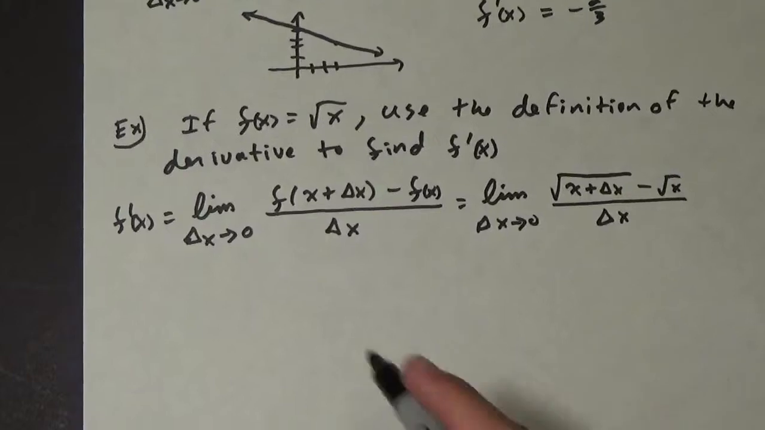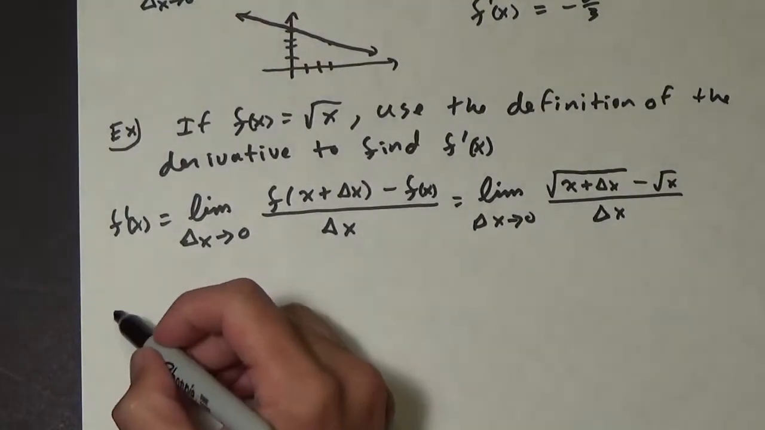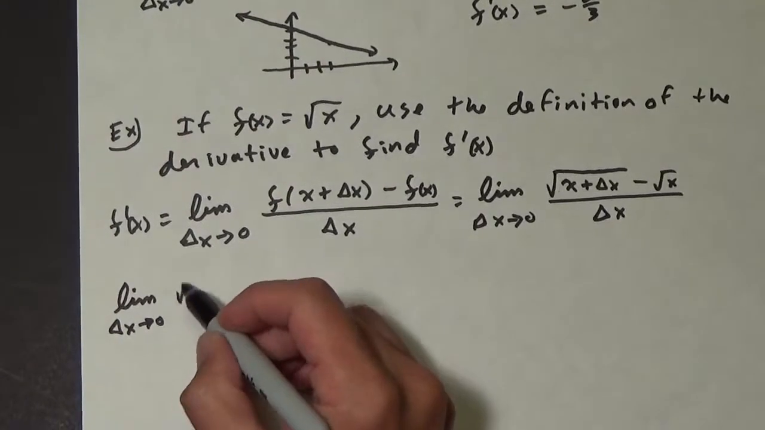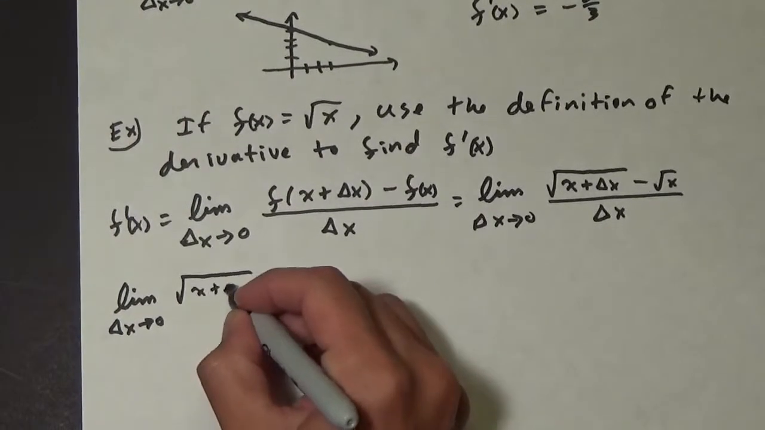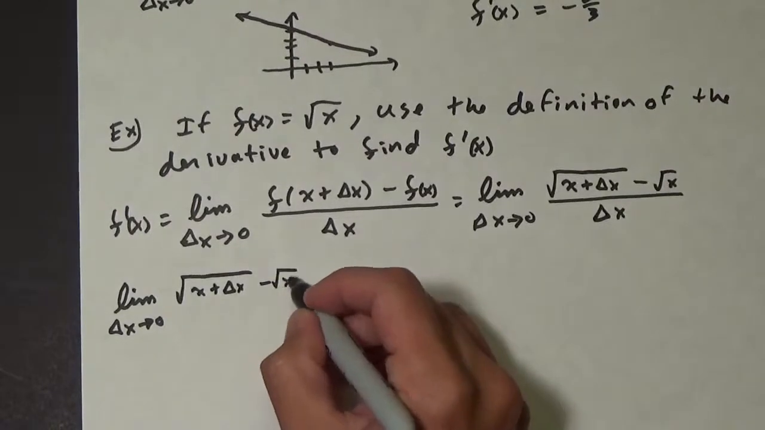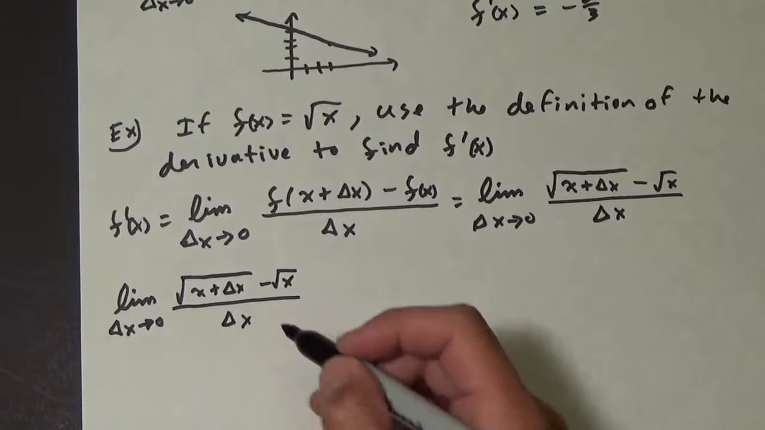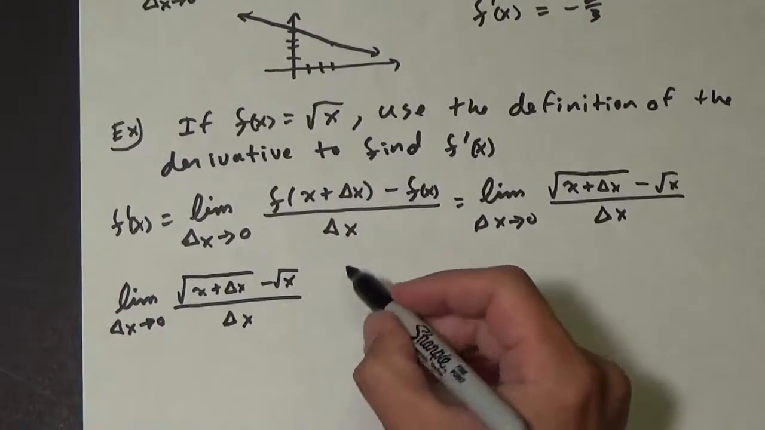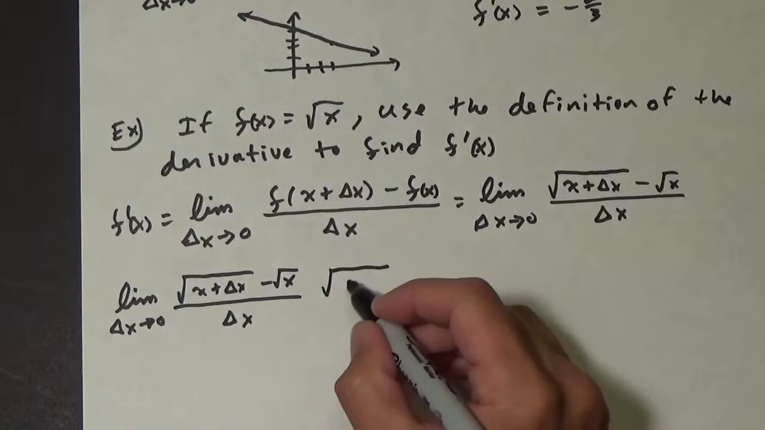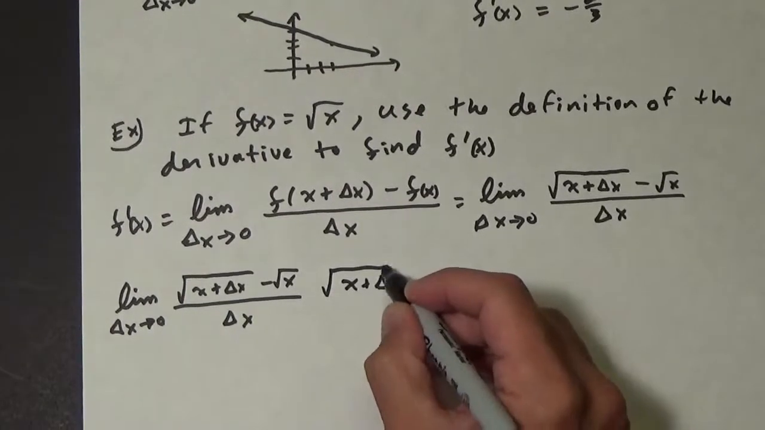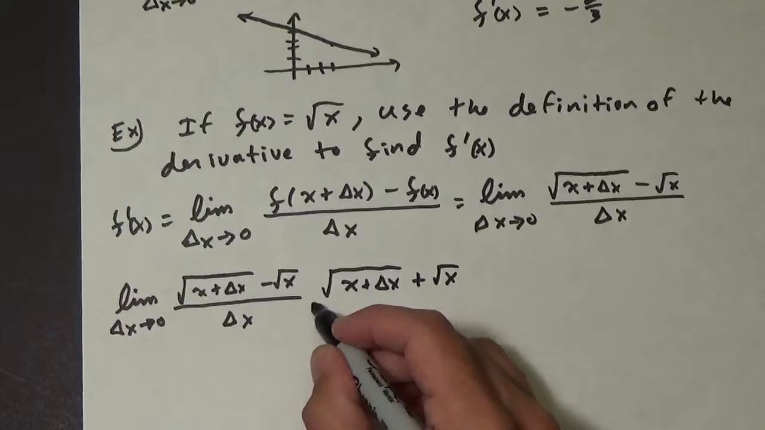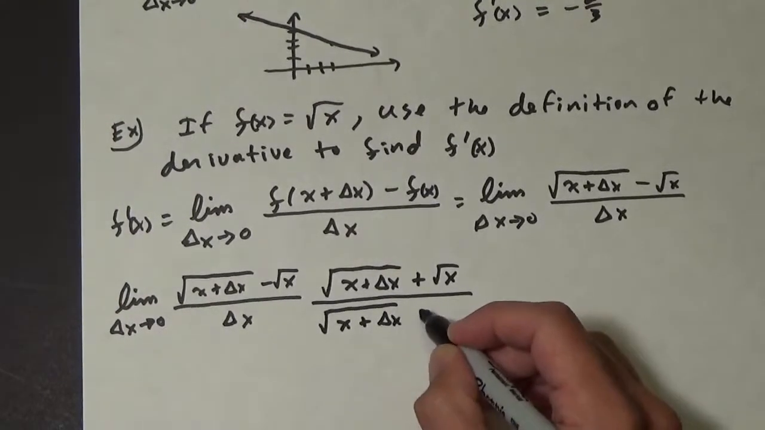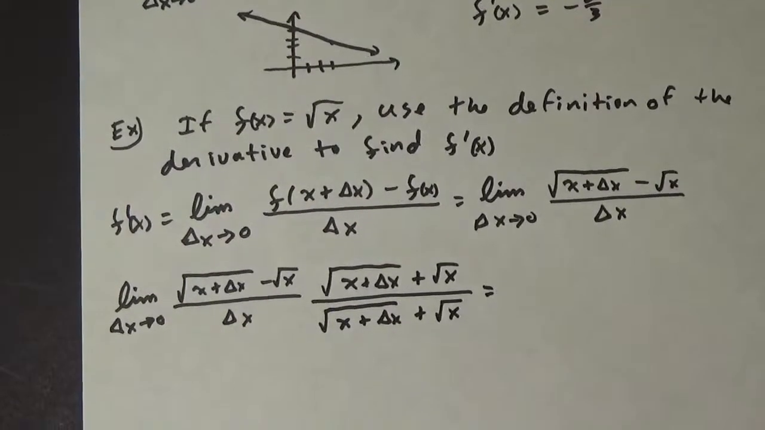Alright, so I'm not going to have room here, so I'm going to rewrite it. We're going to have the limit as delta x approaches 0 of the square root of x plus delta x minus the square root of x all over delta x. And we're going to multiply the numerator and the denominator by the conjugate of the numerator. So we're going to have the square root of x plus delta x plus the square root of x all over the square root of x plus delta x plus the square root of x.